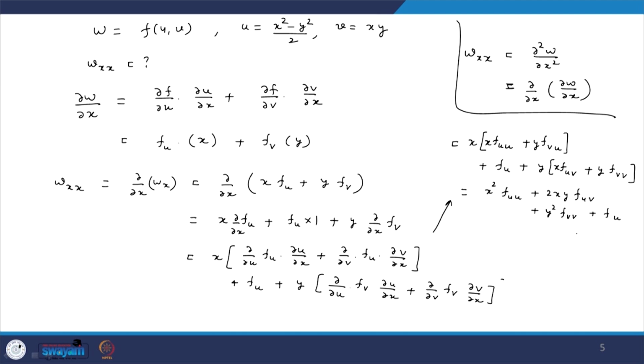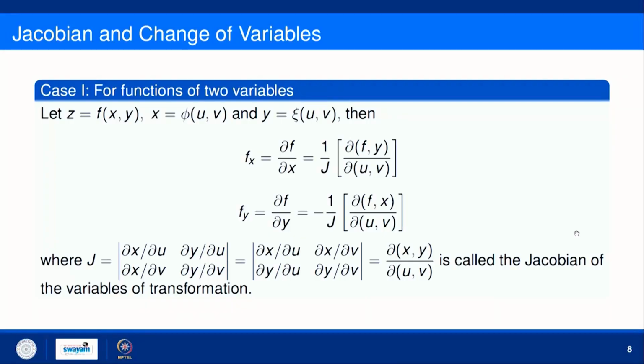Or if you want to find out higher order partial derivatives, say w_xxy, or the third order partial derivative with respect to x, using the chain rule you can easily find it out. So, this illustration will give an idea of how you can find out second or higher order partial derivatives using the chain rule. Now, come to change of variables.